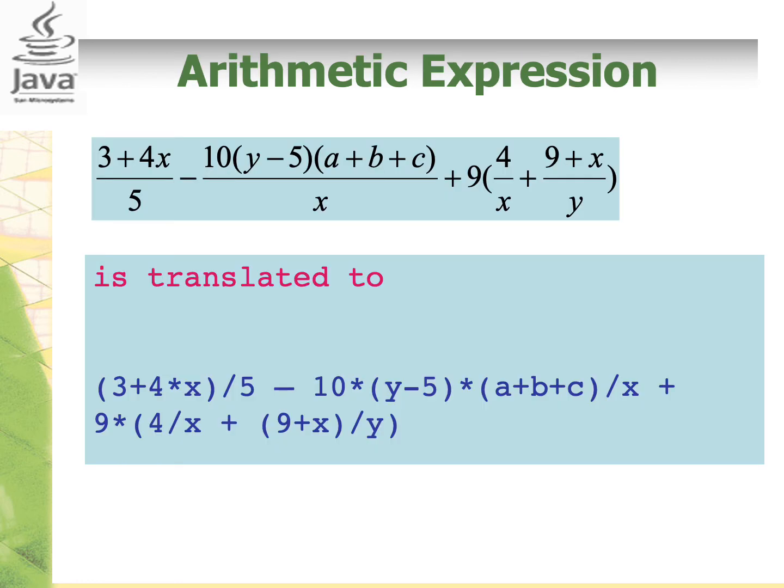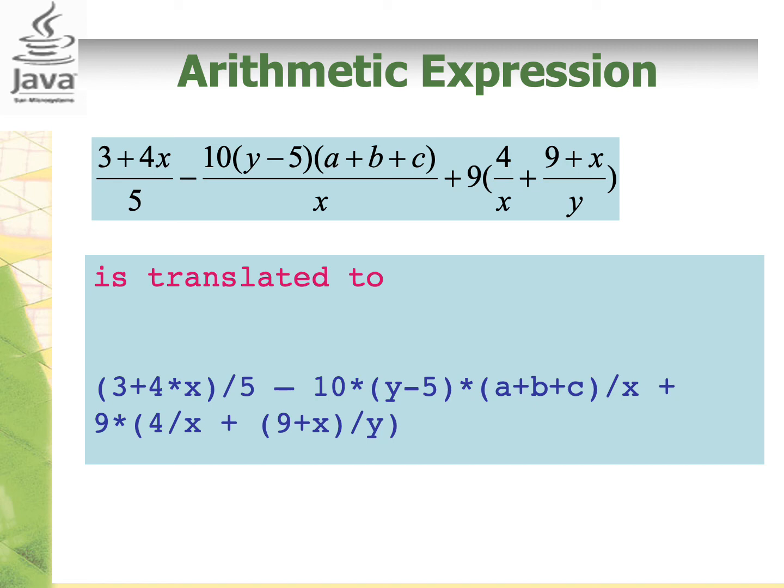Let's look at this more complicated arithmetic expression. The equation that we have can be translated as the one shown below so that the program can evaluate it. Breaking it down into smaller pieces, if we look at the first part, which is 3 plus 4x divided by 5, in Java, we have to explicitly write 4 asterisk x, because if we write 4x, it will not be able to compile the code. It does not know that 4x means multiplication.